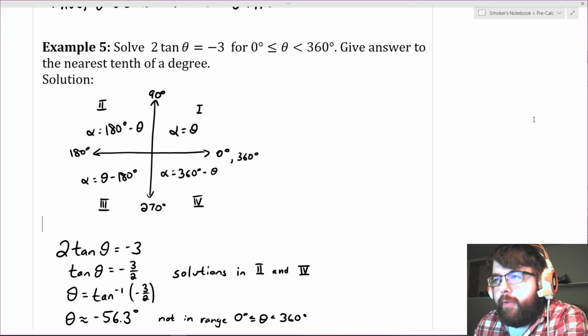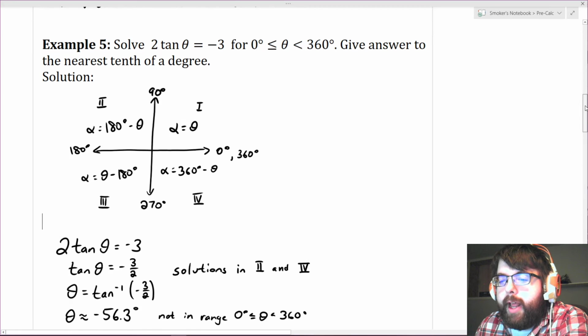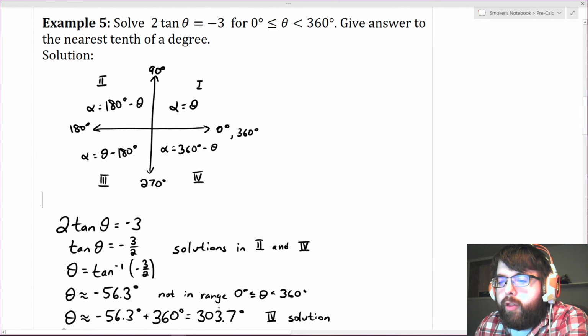The way we get it to the range we're looking for is coterminal angles. Every 360 degrees, the cycle completes or repeats, so we can add 360 to this and get 303.7. Looking at my boundaries here, 303 is between 270 and 360. That's a fourth quadrant solution.